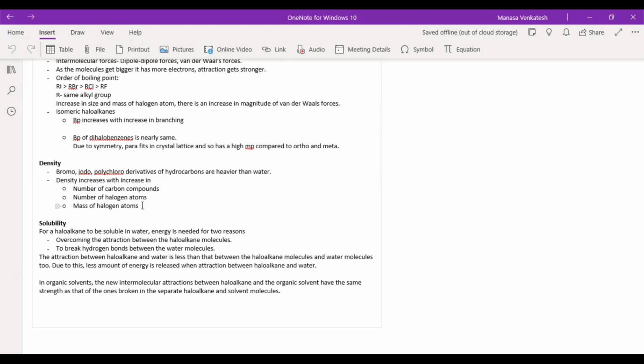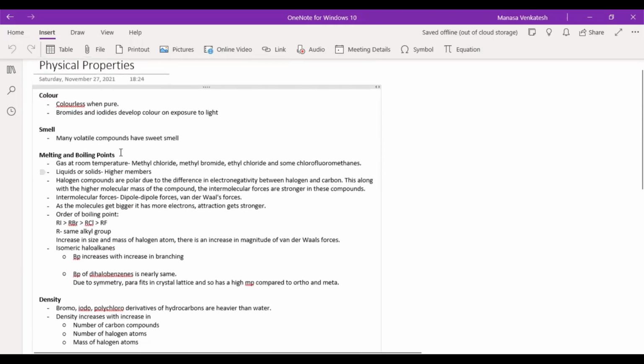Whereas in the case of organic solvents, the new interaction between the haloalkane and the solvent is stronger, and it releases some amount of energy, or rather is stronger than that between the haloalkane molecules themselves and the original solvent molecules. And because of that, the haloalkanes are quite soluble in organic solvents.